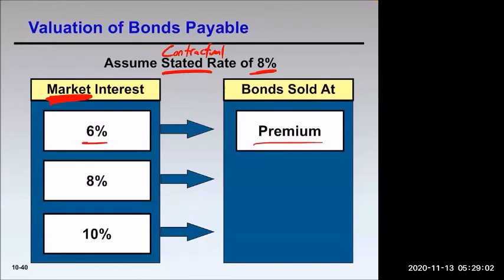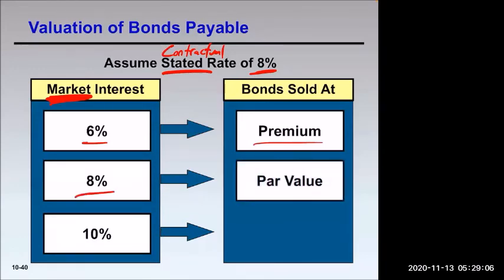This is just review. If the market rate is 8 and my rate is 8, well, that's par value, otherwise known as face value. And if the market's 10% and mine's only 8, then to attract people to buy it, I have to discount the price.